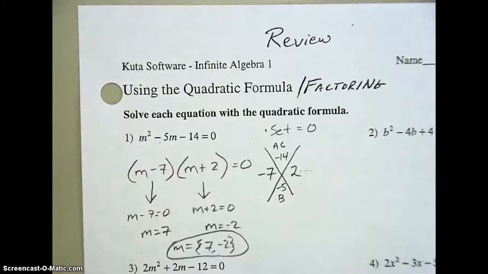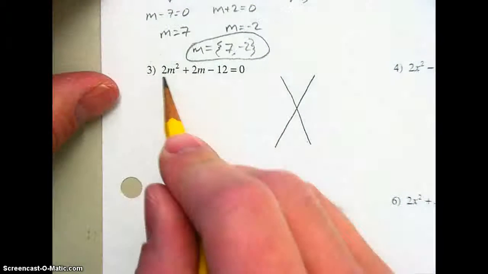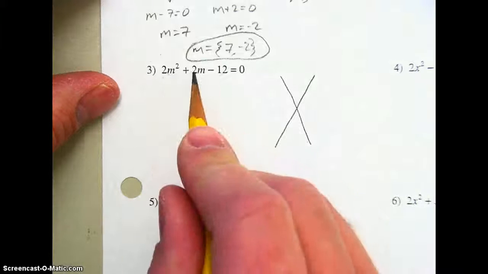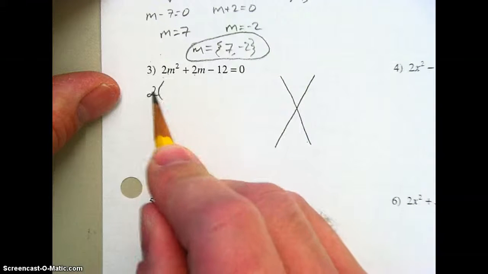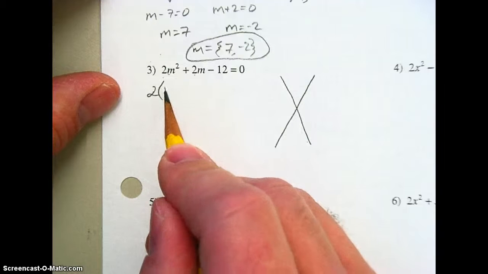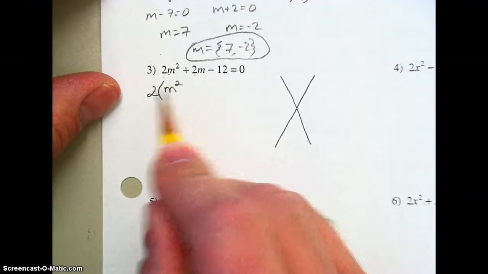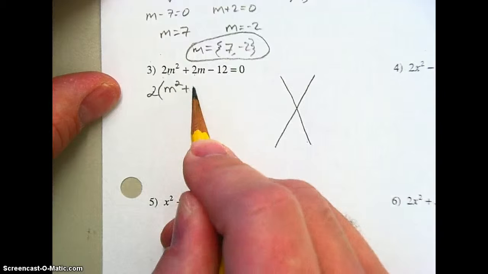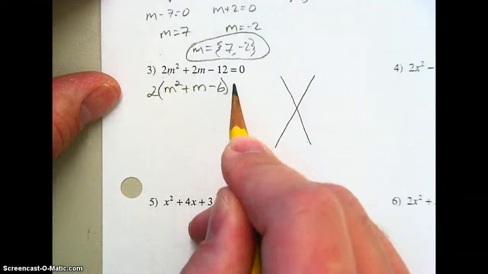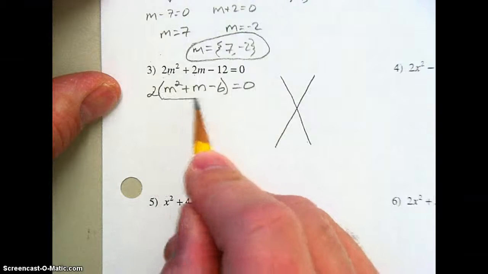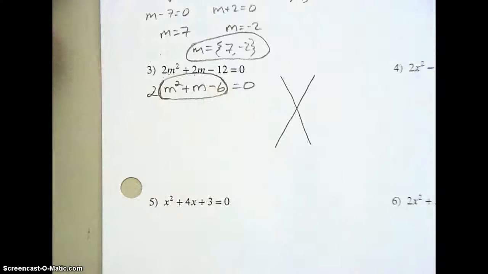All right, try number 3. Thing to remember when factoring on number 3, greatest common factor. What comes out of 2, 2, and 12? 2. 2 times what's 2m squared? M squared. 2 times what's 2m? M. And 2 times what's negative 12? Negative 6. Good. And now we have to factor this part of it. Okay? All right, let's start working through that page. I'll help you with the ones with A terms here in a minute.